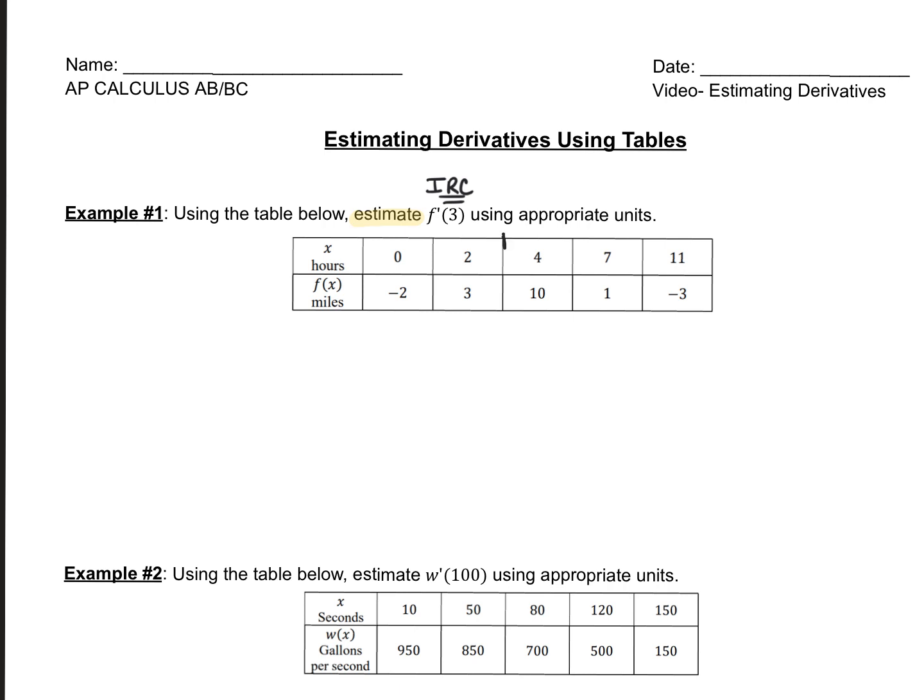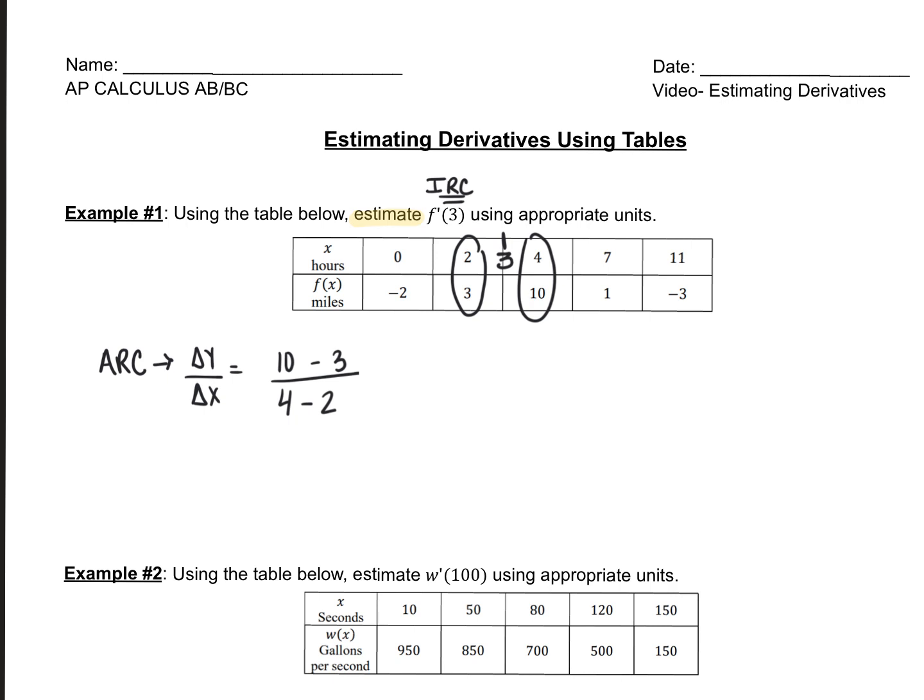Would we agree that the x value of 3 would be somewhere here? If we did the average rate of change, which is the slope, we could use it to estimate f prime of 3. So we're going to take the 2 and the 4, since they're the closest ones, and do the average rate of change with that. Remember, average rate of change is change in y over change in x. So the y values here would be 10 minus 3, and the x values would be 4 minus 2.